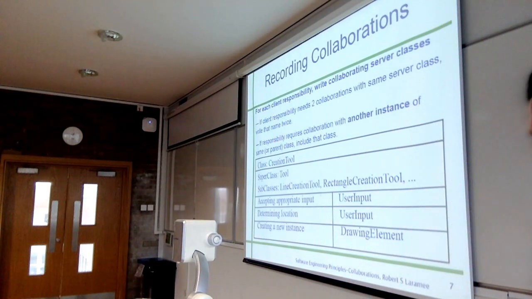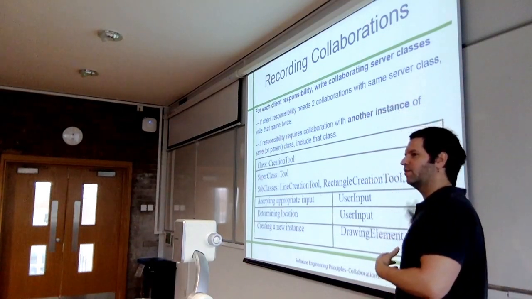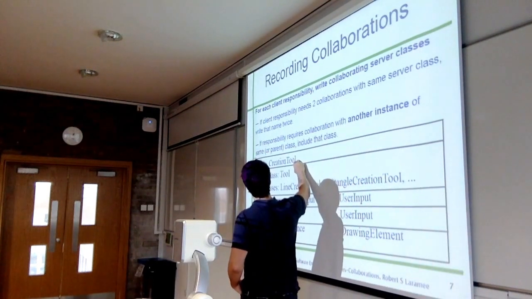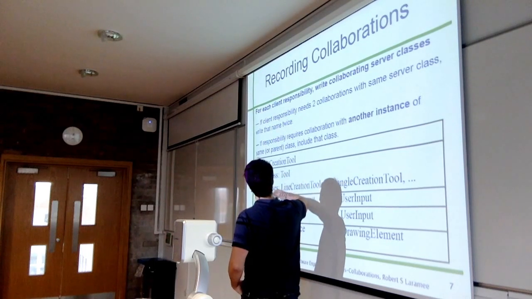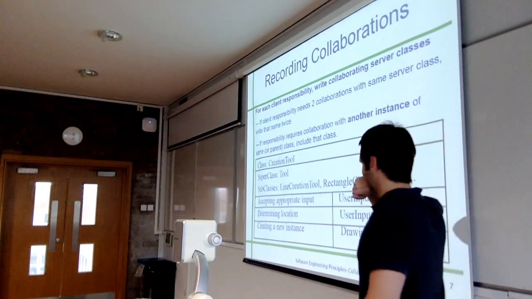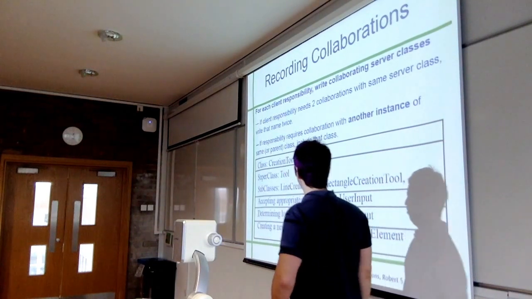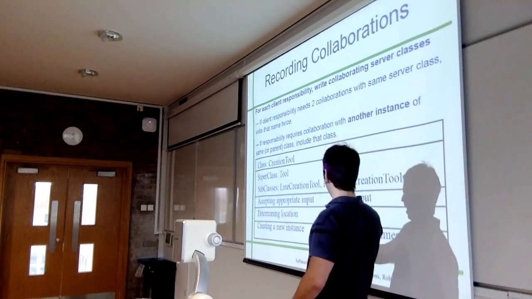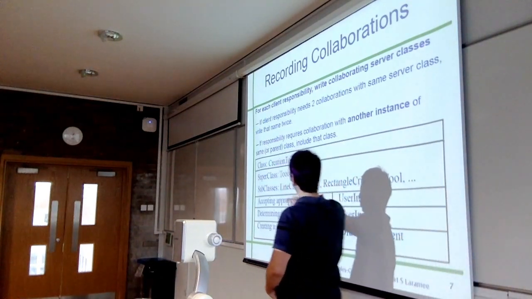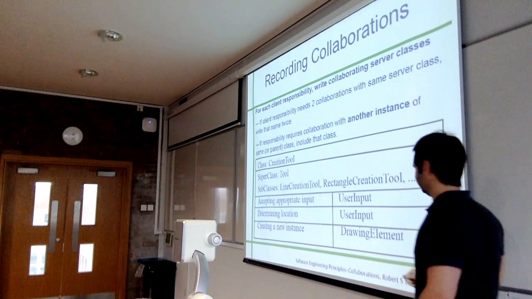Okay, so how do we write down the collaborations? This is the class card again, but we've added some new information on there. It's the same class card creation tool. We have a superclass called tool. We have a subclass called line creation tool, rectangle creation tool. It's the same one. These are the responsibilities: accepting appropriate input, determining location, creating new instance. And these are the collaborations. So this creation tool collaborates with another class called user input, and drawing elements.